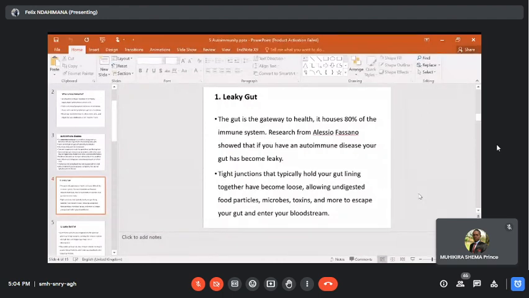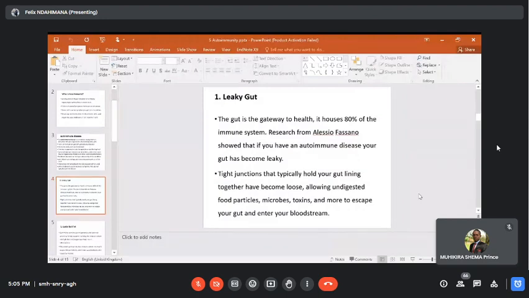So in here, immunologists think that to have an autoimmune disease, you probably have some issues like a leaky gut. I think you all know the gut, the digestive tract. You know that it is a bed of a lot of immune cells. So they're saying that the gut is a gateway to health. It has 80% of the immune system working over there.